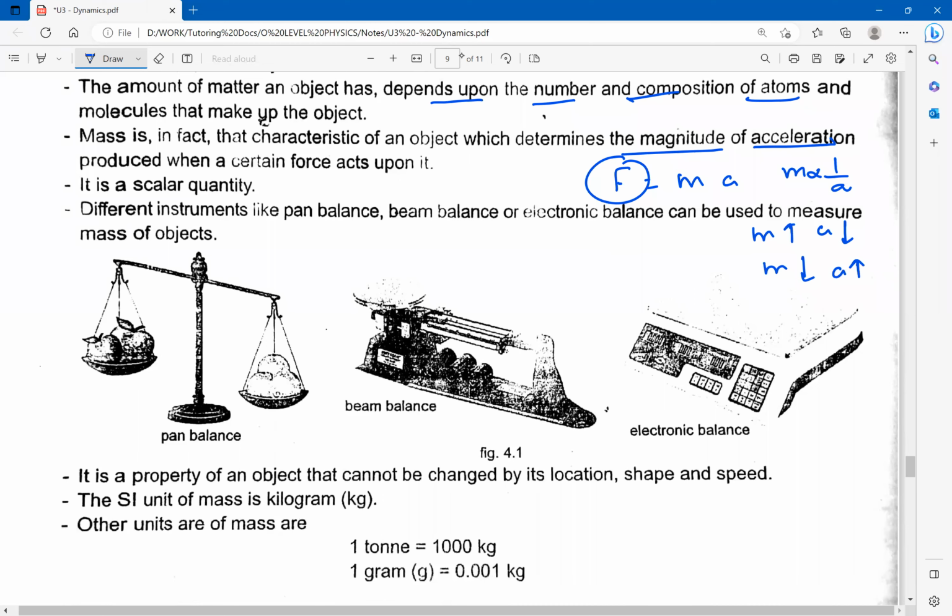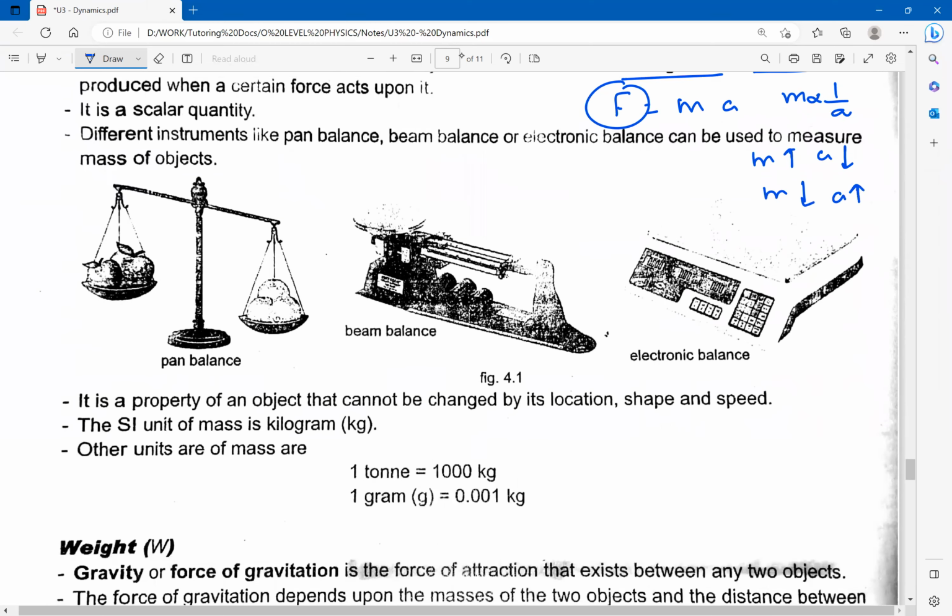Then you see there are different instruments which are used to measure masses. Band balance, beam balance, and electronic balance. Electronic balance is the most common one in fruits and vegetable stores. You can measure masses that way.